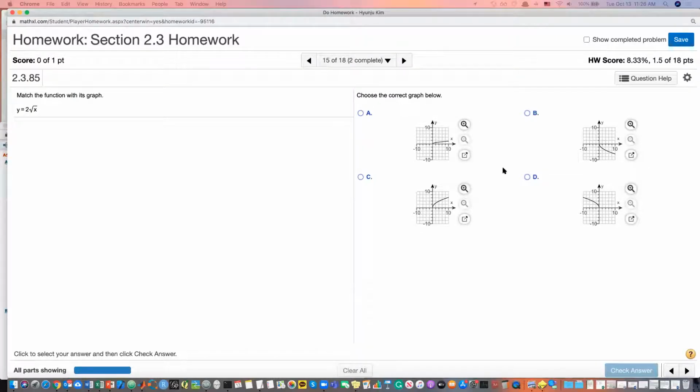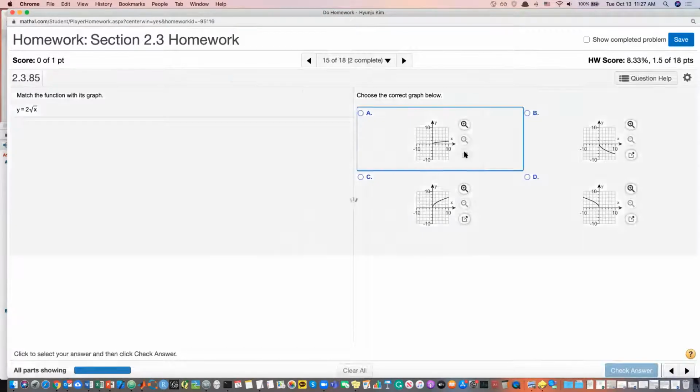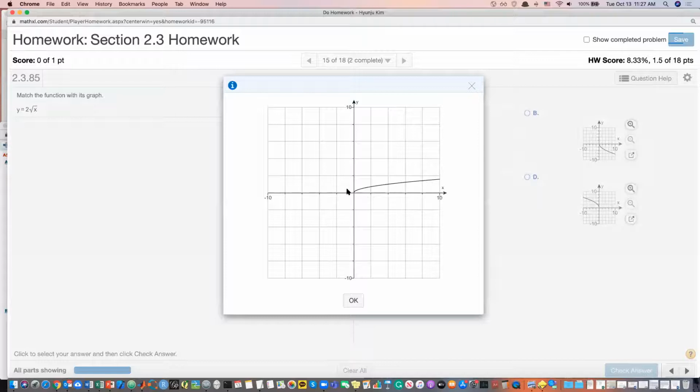All right, so now look at this. Definitely B and D are not answers, right? B and D are not answers because to get a graph like B, a reflection about the x-axis must be involved in the transformation, okay? And for D, a reflection about the y-axis must be involved, okay? So the answer must be A or C. But look at the A.